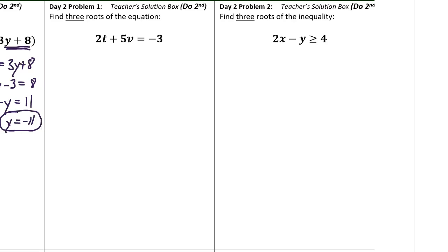Here's the answer for day 2, problem 1. We're asked for 3 roots of this equation. This equation has 2 variables in it, t and v. So those roots are solutions that work for t and v. We're going to write them as ordered pairs.